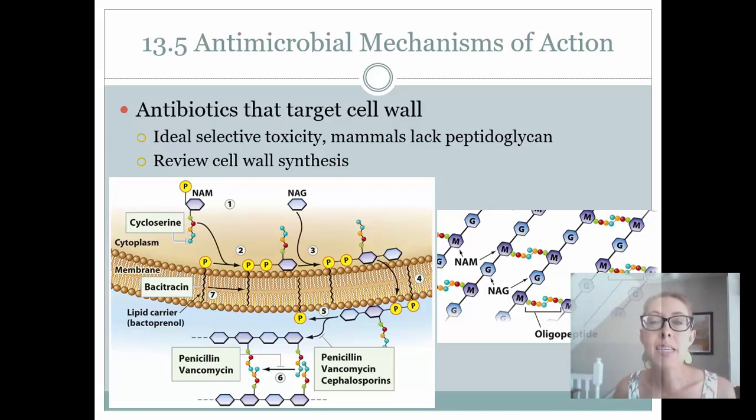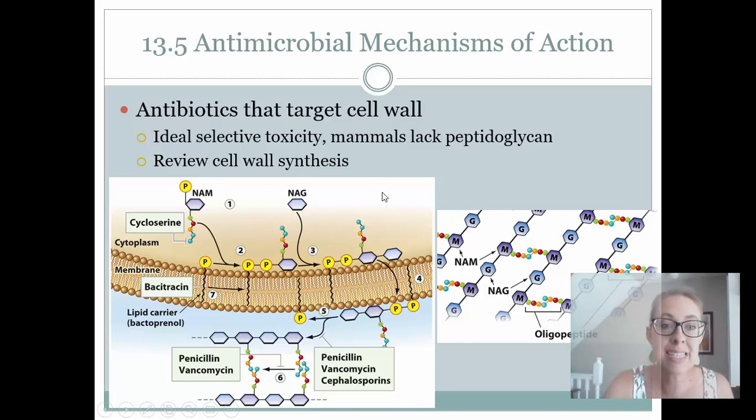This structure is ideal for selectively toxic antibiotics because the cell wall is composed of peptidoglycan. Mammalian cells, you are a mammal, so your cells never have PTG within them. And so if we can disrupt either its assembly or the cell wall itself in any way, we can cause the cell to burst. So real quickly, I'd like to review how we make our cell walls.